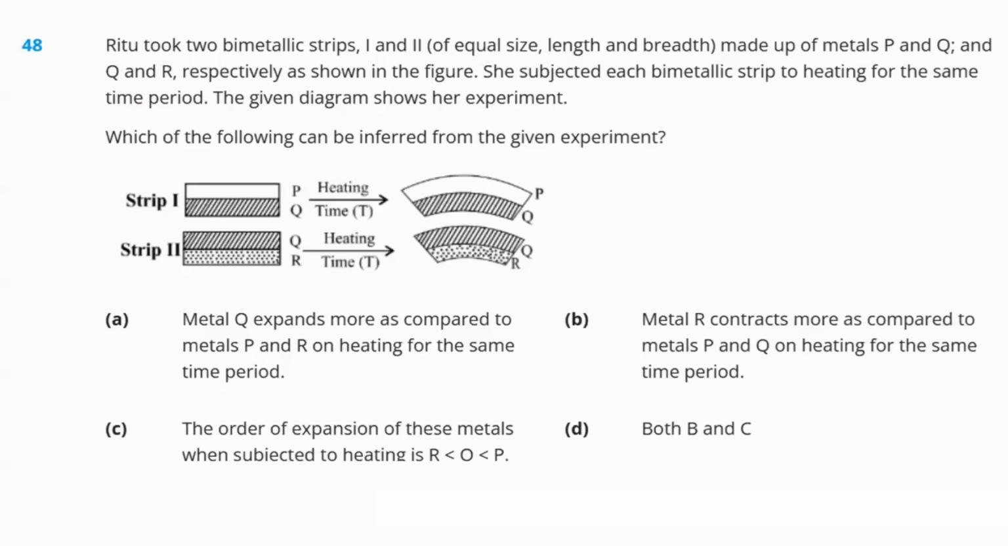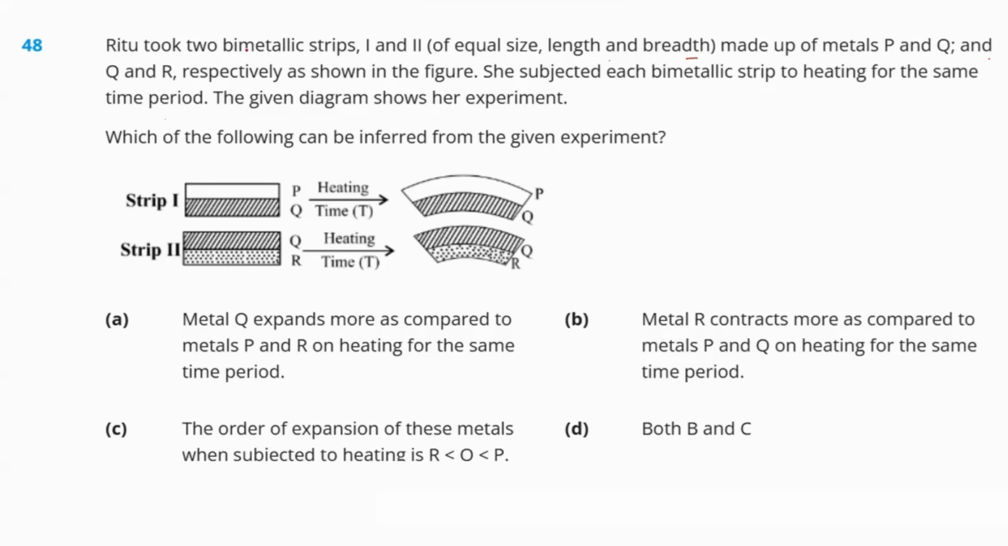Question number 48, bimetallic strip. Ritu took two bimetallic strips, 1 and 2, of equal size, length, and the breadth, made up of metals P and Q and R, respectively, as shown in the figure. She subjected each bimetallic strip to heating for the same time period. The given diagram shows her experiment.